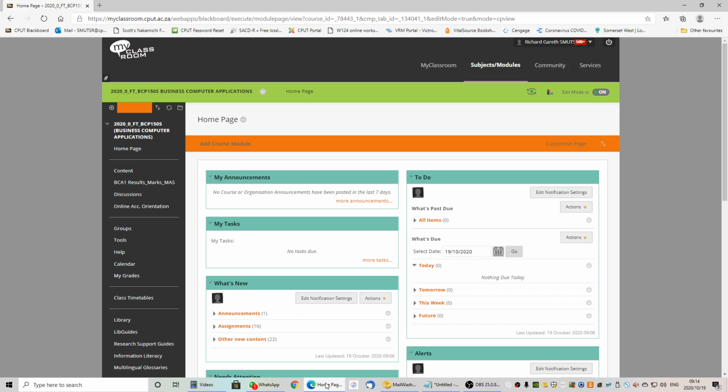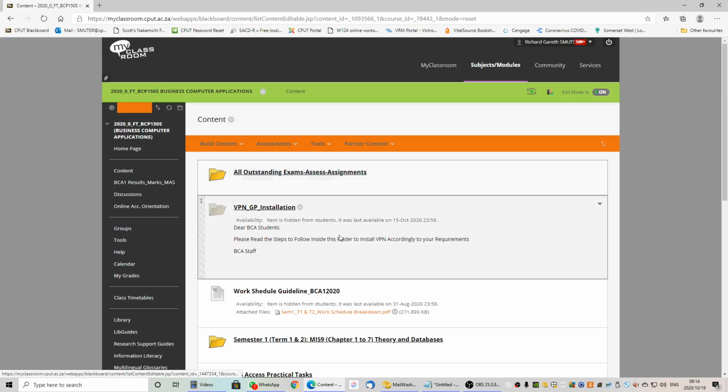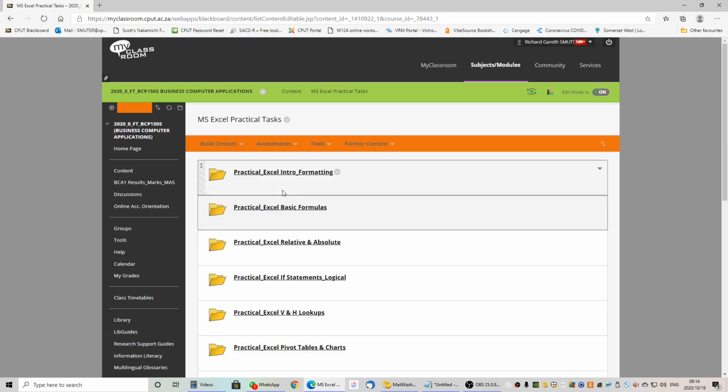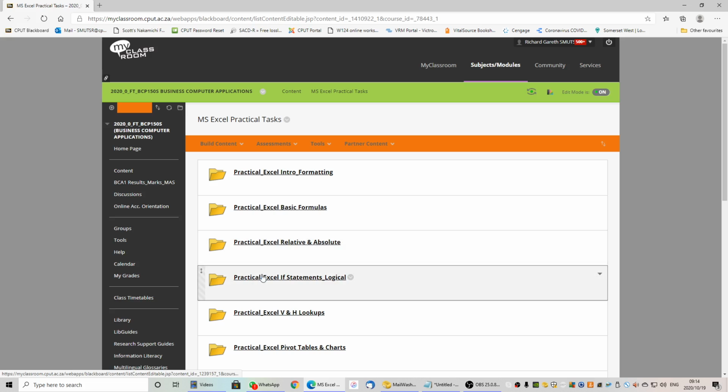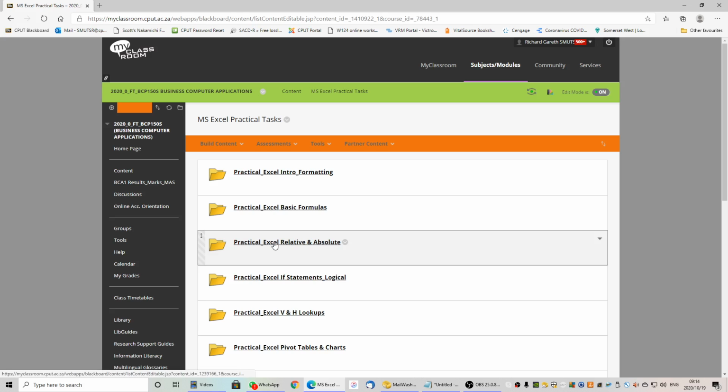Today we will carry on with lesson number 5, which is absolute and relative cell referencing. Once again, let me show you where to find it. Home page on Blackboard, content. We move down to our MS Excel practical tasks. 1, 2, 3, 4 that we've covered, and 1, 2, 3, 4 they are inside there, and we are now doing practical Excel relative and absolute.